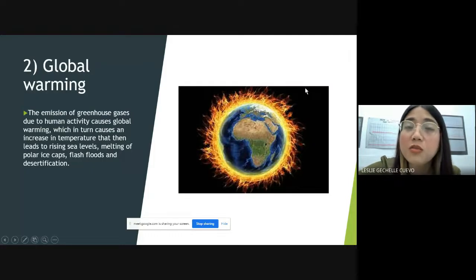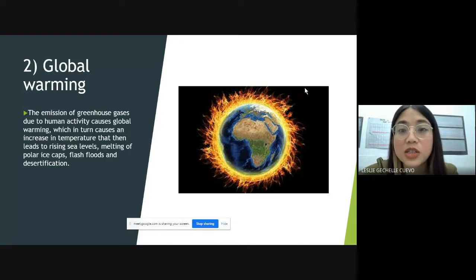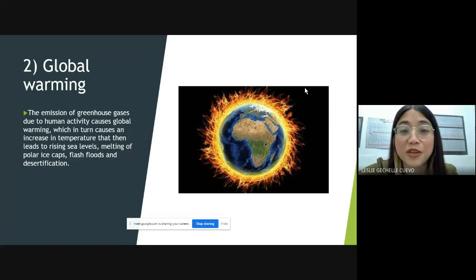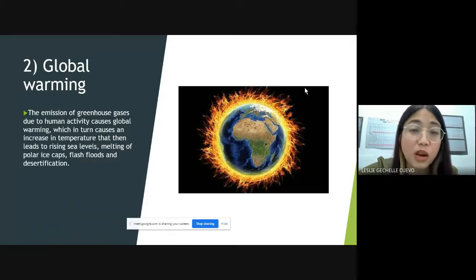Then we have global warming. The emission of greenhouse gases due to human activity causes global warming, which in turn causes an increase in temperature that then leads to rising sea levels. So kapag tumataas ang temperature, kapag umiinit, tumataas ang sea level, natutunaw yung mga yelo sa North and South Pole. Then nagkakaroon ng flash floods and desertification.